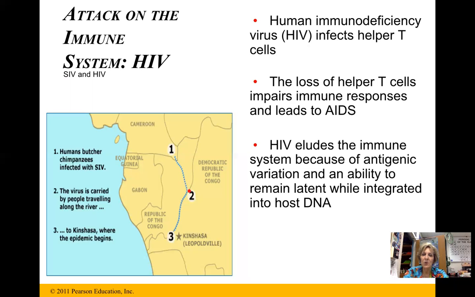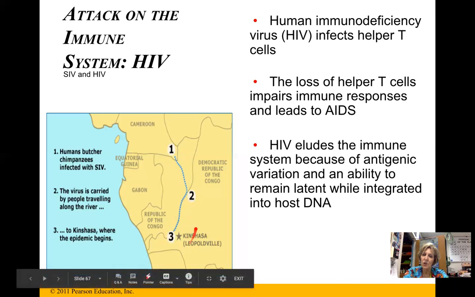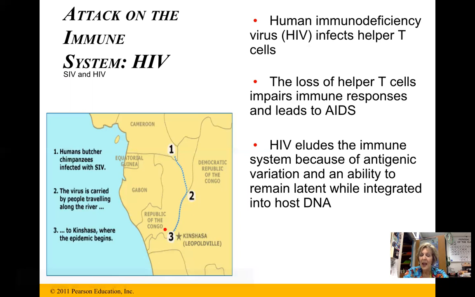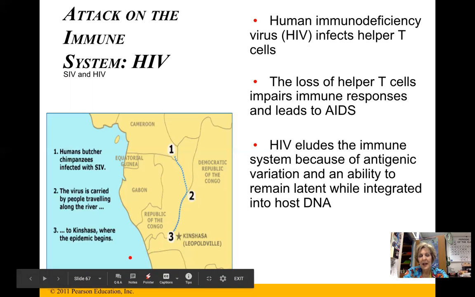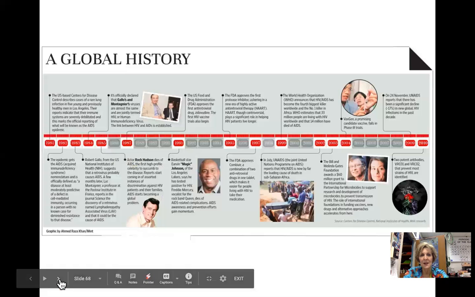And that person, we know, traveled along the river, infecting other people through an exchange of body fluids. How do you do an exchange of body fluids? Sexual interaction is one way that that happens. Until finally it got to a large city and it began to spread. And it's a really fascinating history. I just encourage you to read a little bit of the history of how we figured this out, because it is fascinating.